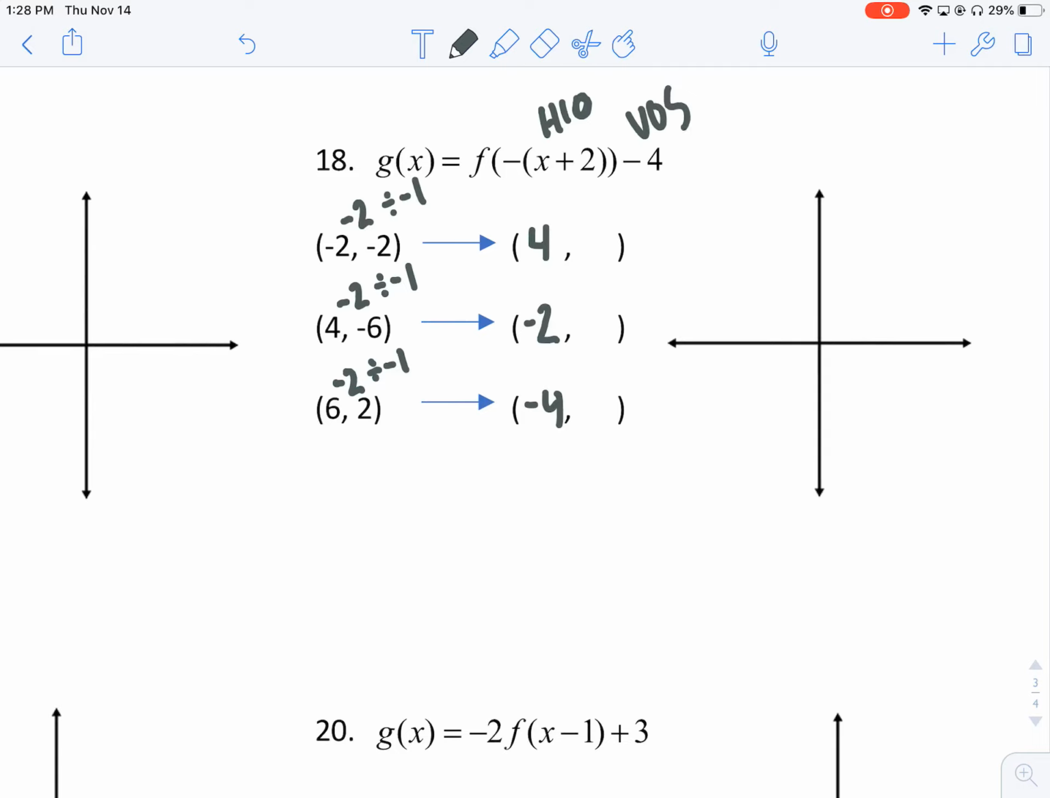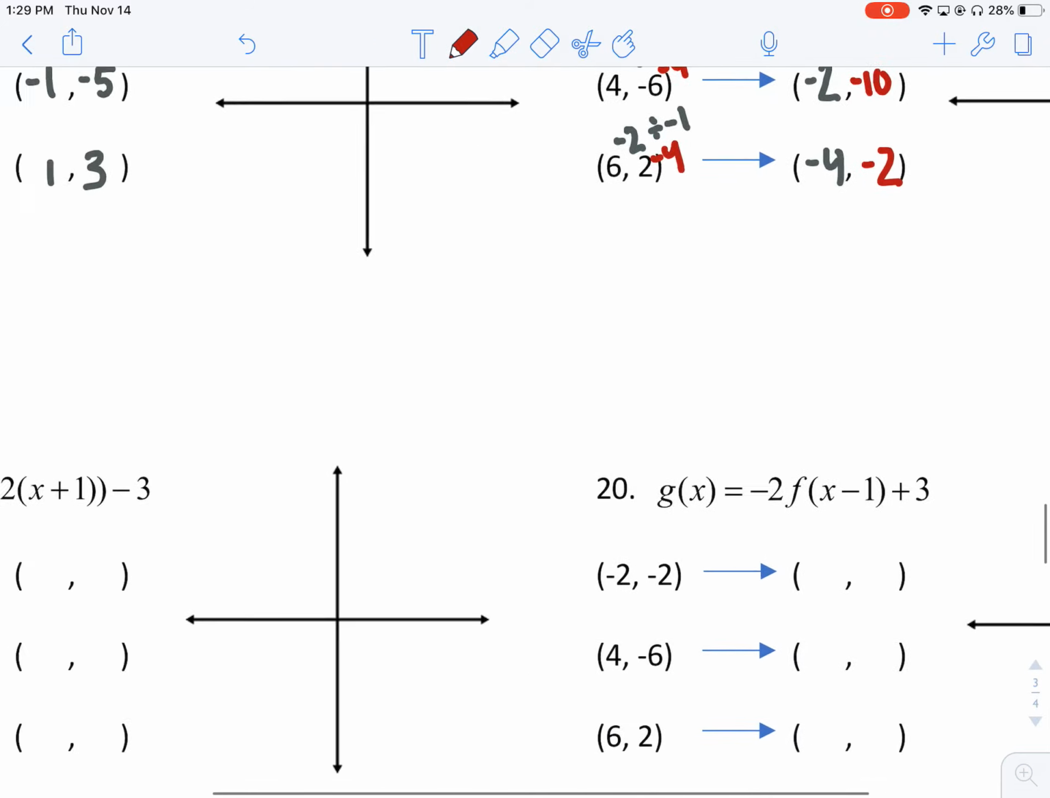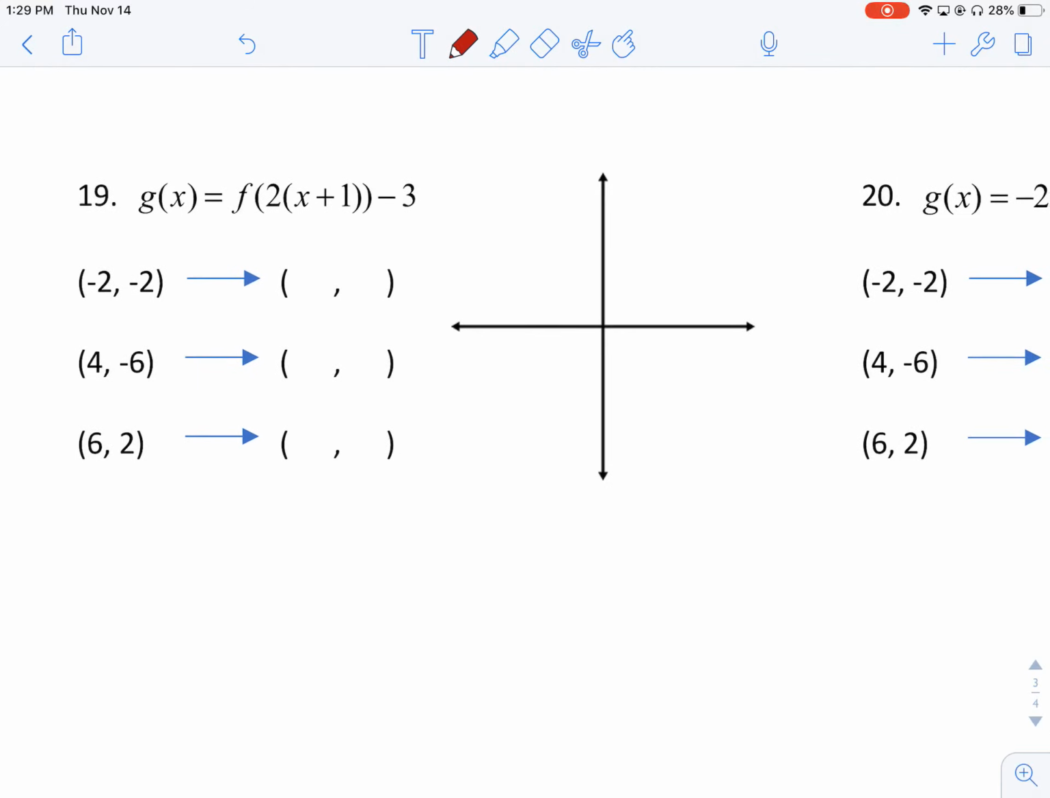Then vertical outside, same. What happens out there? It's a minus 4, so that does the same as what you normally think it does. So with the VOS stuff, that all subtracts 4 from all the y's. So negative 2 minus 4 is negative 6. Negative 6 minus 4 is negative 10. And 2 minus 4 is negative 2. There you go. I'll let you graph that. Same type of thing over here. It's getting a little repetitive.